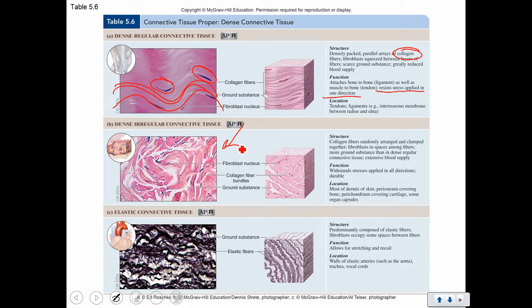What you're seeing here is a cross-section through, but if you were to imagine all these fibers running in all these different directions and just making a slice down the middle of that, that's what you're seeing. It's supposed to withstand stresses applied in all directions. It's durable. So most of the dermis of your skin is made up of dense, irregular connective tissue. The outer layer of the bone is made up of that. Also the cartilage, some of the organ capsules, the valves on your heart are made up of dense, irregular connective tissue.